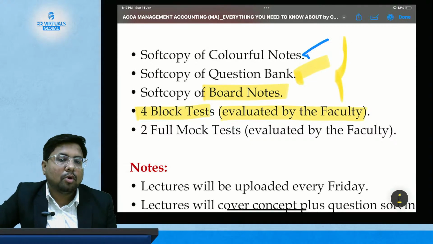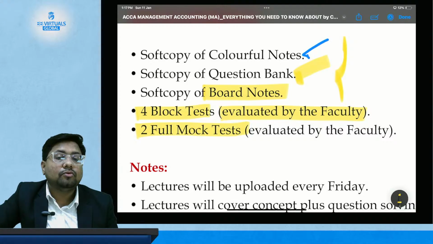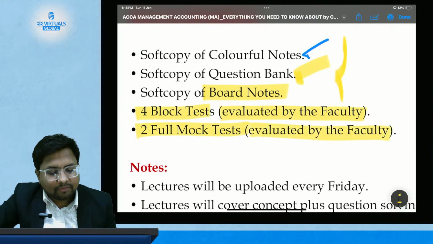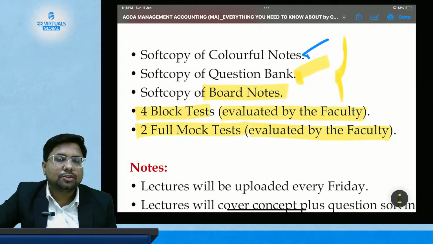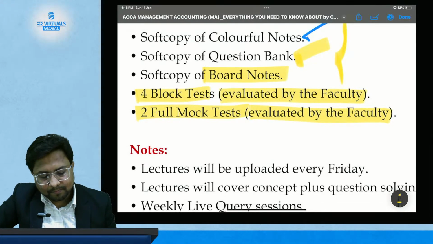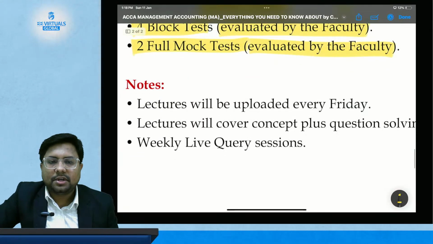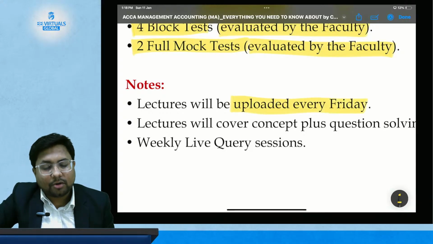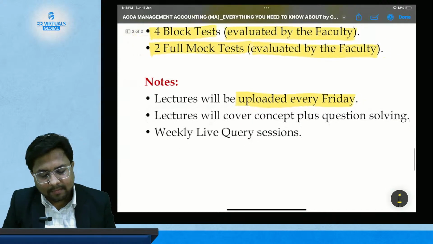Along with block tests, we will also have 2 full syllabus mock tests, which will also be evaluated by the faculty, that is me. So I'll evaluate your block tests and full tests so that you will be prepared well before your actual examination. After this, the other information regarding the batch: all the lectures will be uploaded every Friday on the app.